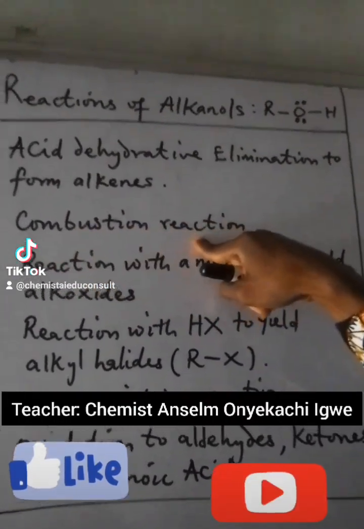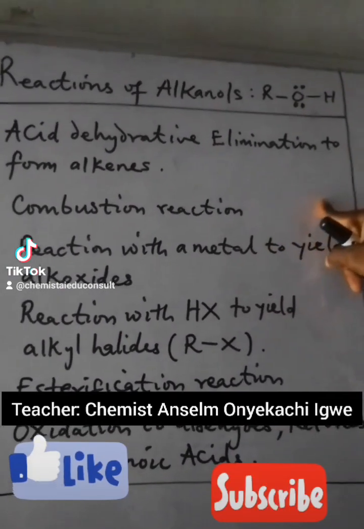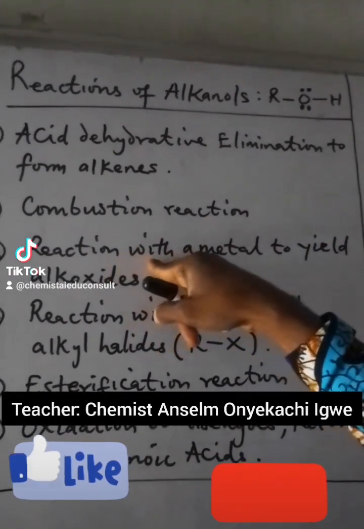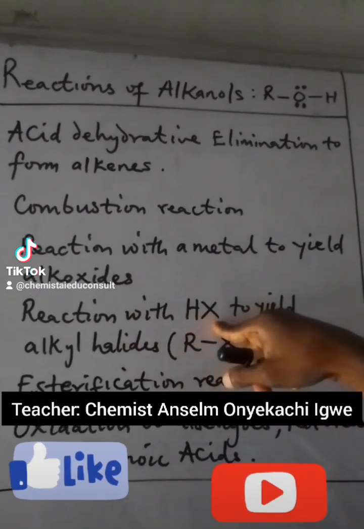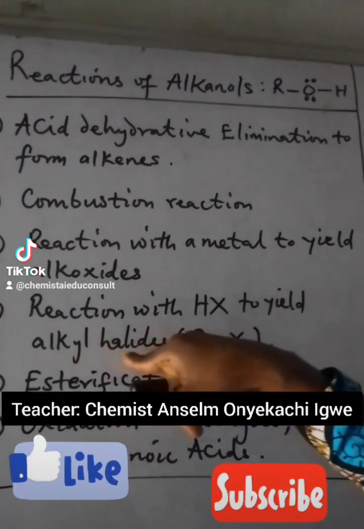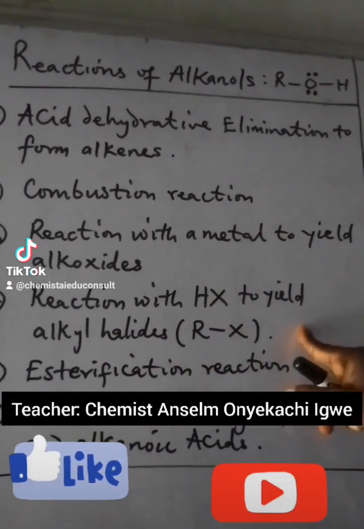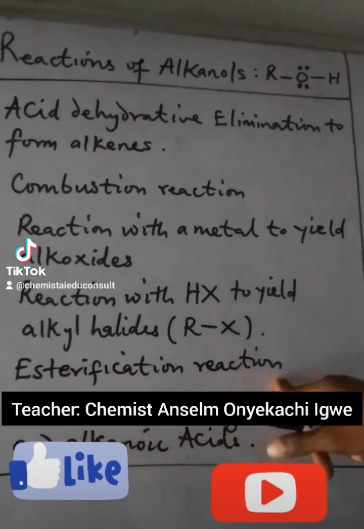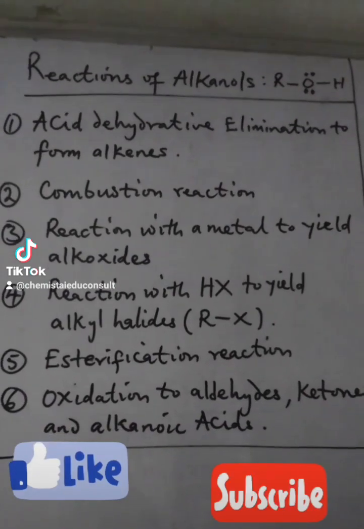2. Combustion reaction, where alkanol burns in oxygen to produce carbon dioxide and water. 3 is reaction with a metal to yield alkoxide. 4. Reaction with HX, that is hydrogen halide compound, to yield an alkyl halide. Halides are formed from halogen elements. 5. Esterification reaction. 6. Oxidation to aldehydes, ketones, and alkanoic acids.